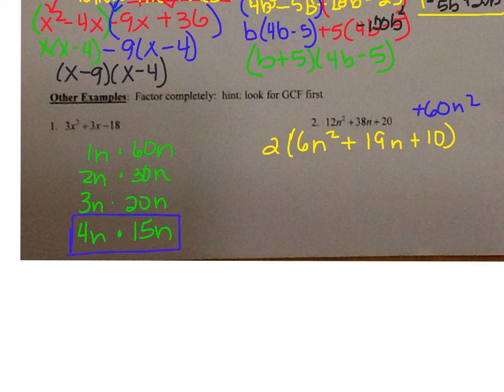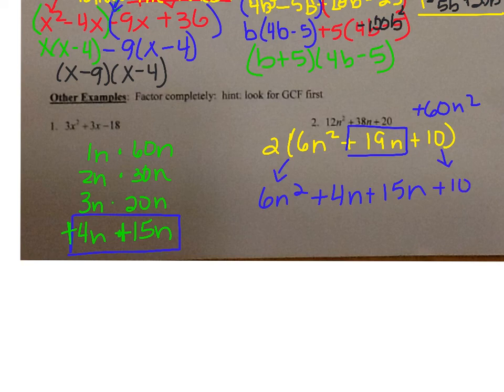Okay, so now when I multiply 4 times 15, it has to give me positive 60. So that means they have to be the same signs, right? Because that's how you get a positive number, is to have either a negative negative or positive positive. But when I add them, it has to give me positive 19. So that would mean that they have to be plus plus. Okay, so now let's replace the middle term, 19n, with those 2 numbers. So bring down the first term, 6n squared, replace with 4n plus 15n, and bring down the last term.